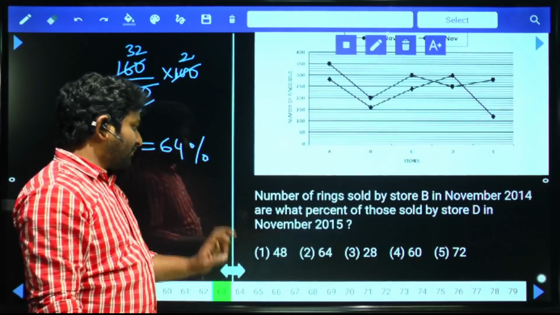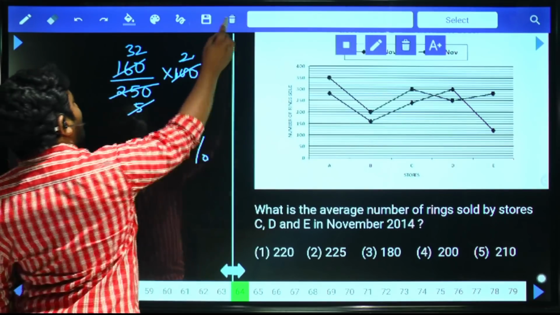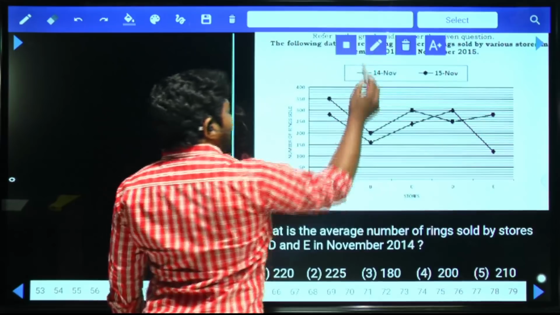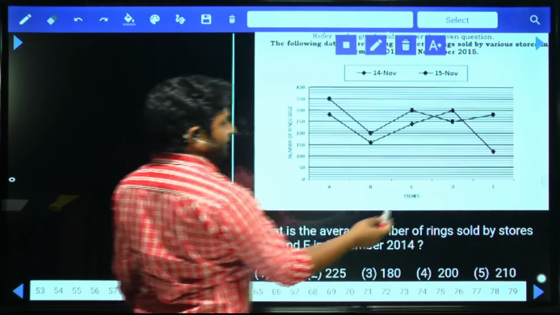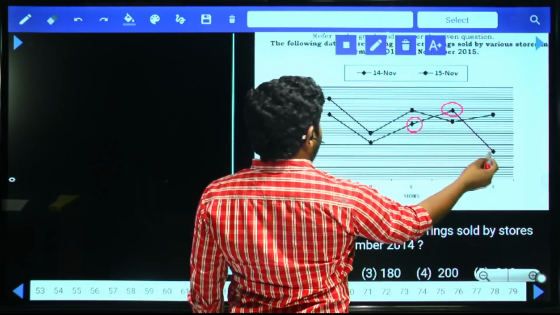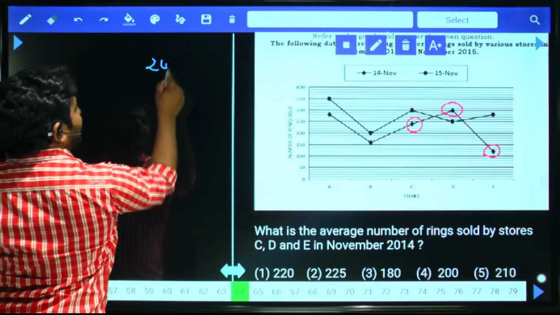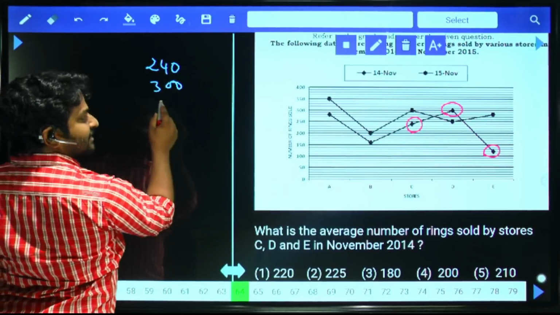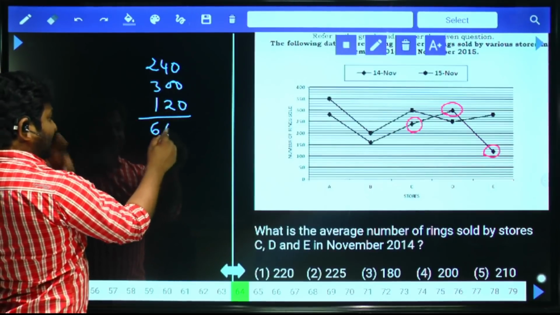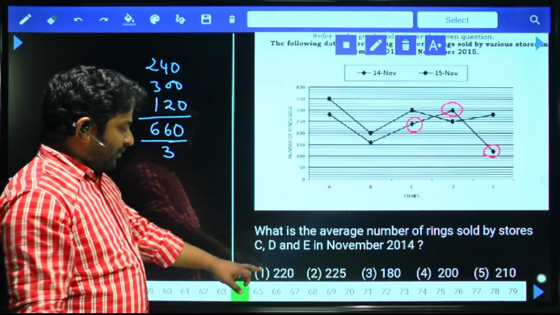Second option. Next, what is the average number of rings sold by stores C, D, E in November 2014? For C, D, E the values are 240, 300, and 120. Now you're asked to calculate the average. The total is 660. Average is divided by 3. So the answer is 220, first option.